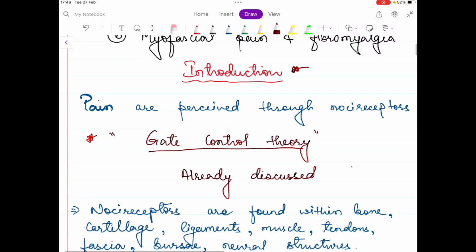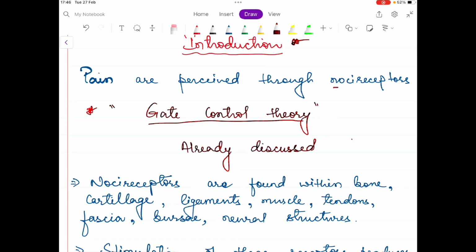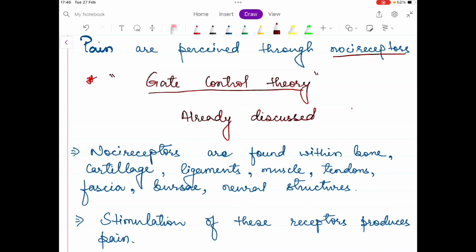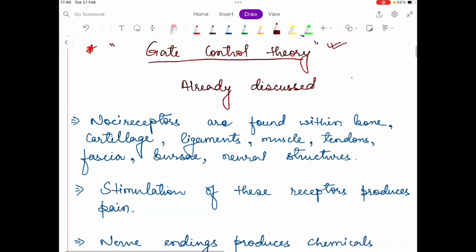Pain is perceived through nociceptors. So the receptors for pain are nociceptors. In this introduction section, you need to learn about the gate control theory, which I have already discussed, and you can find that video in my electrotherapy playlist.